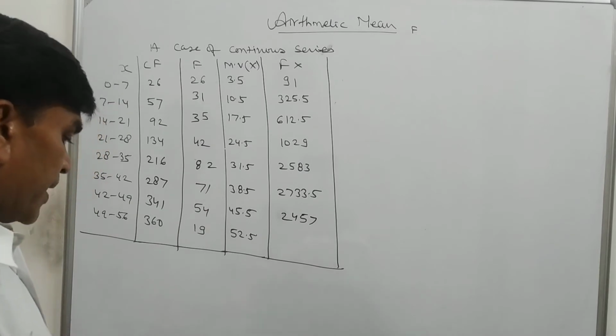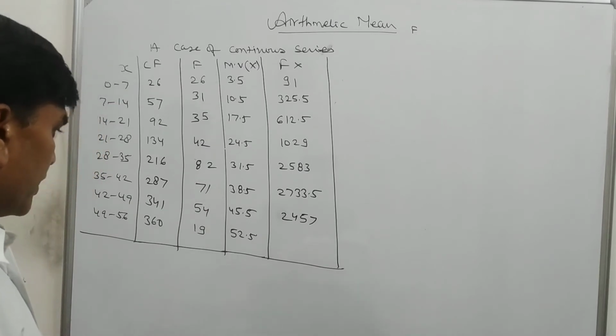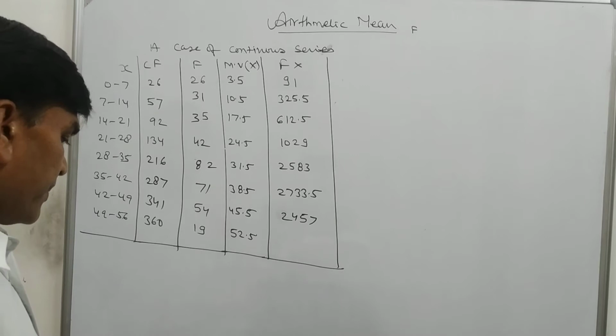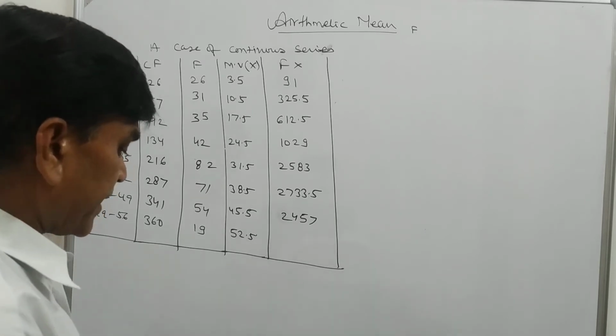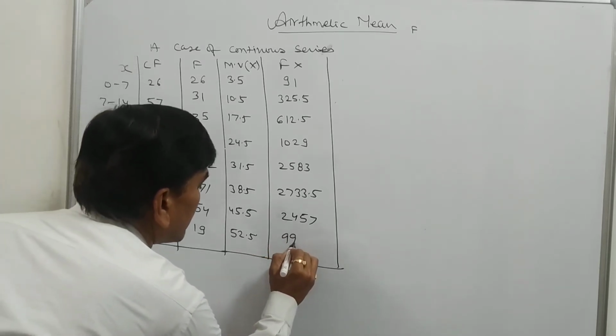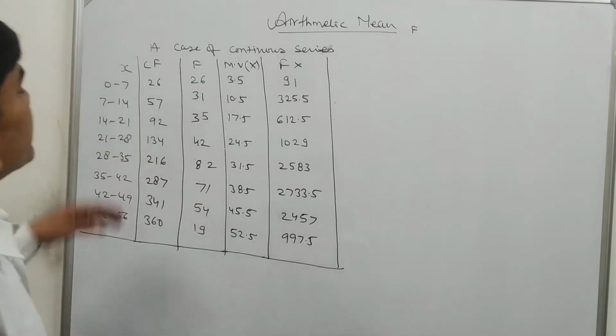Now 19 multiply 52.5, that is 997.5. So we will have it.